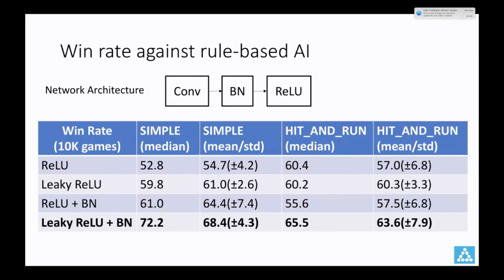By changing the network architecture, we found that using leaky ReLU plus batch normalization works the best compared to other architectures in terms of win rates against the 2 AIs. All these win rates are computed on average over 10K games. So this is basically one of the benefits of our platform. You can evaluate these 10K games in maybe 2 minutes, which is extremely fast compared to other frameworks.